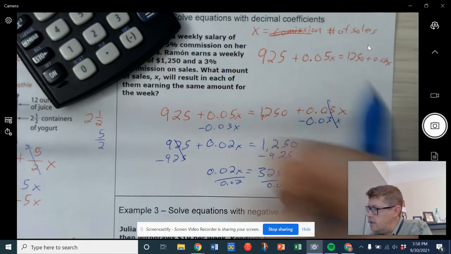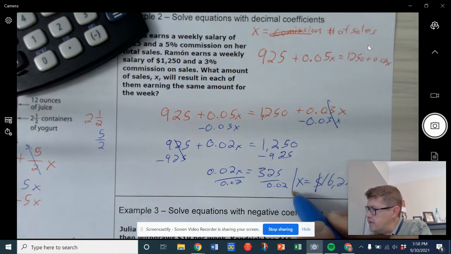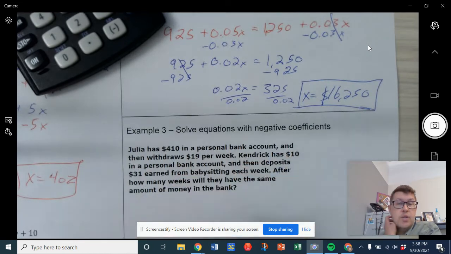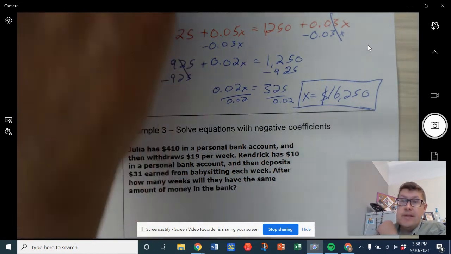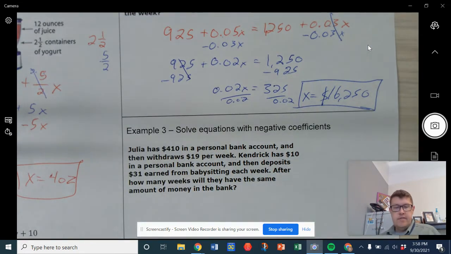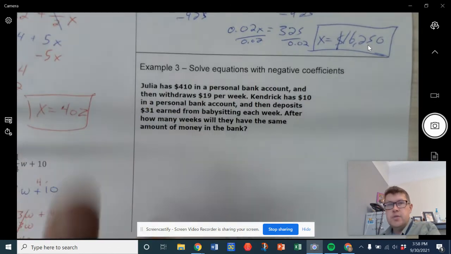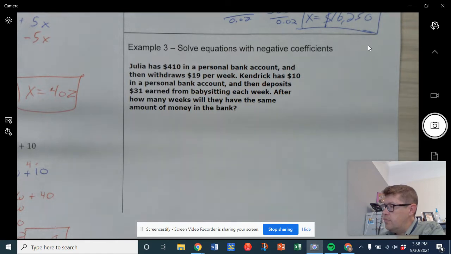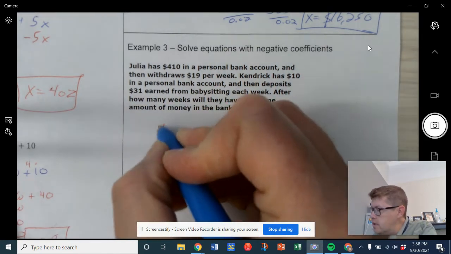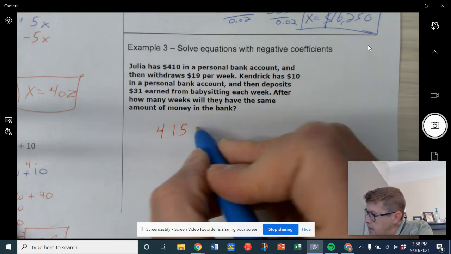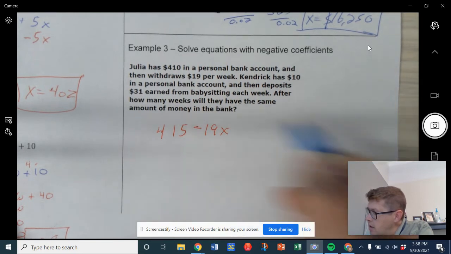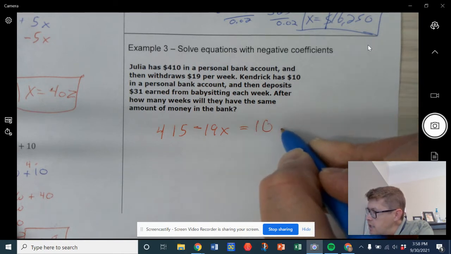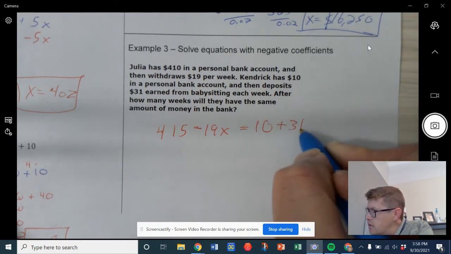So that's the amount of sales that basically makes them the same amount for the week. So if they have that 16,250, they'll make the same amount of money, even though they have different commissions. Solve equations with negative components. Julia has $410 in a personal bank account and then withdraws $19 per week. And then Kendrick has $10 and then deposits $31.